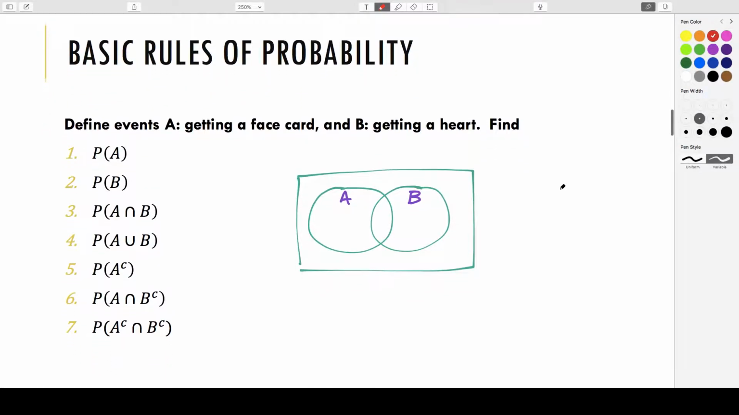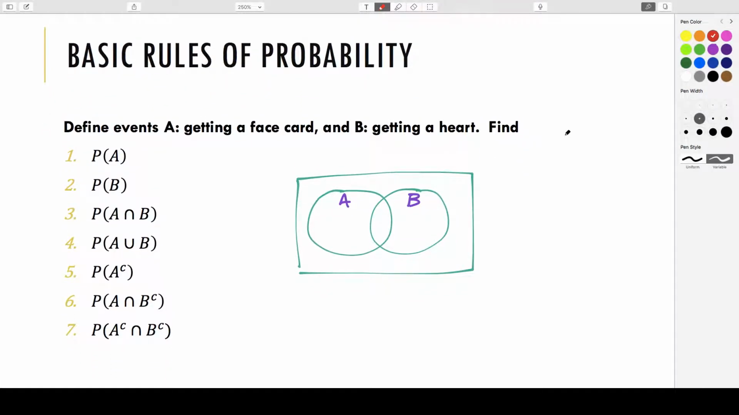Okay, good. So let's practice. Speaking of Venn diagrams, let's practice them. I have two events. These are like dealing with cards. So I have two events, getting a face card and getting a heart. So you got to know your cards. What's a face card? Jack, Queen, and King. So if I draw a card at random, what's the probability of getting a face card?